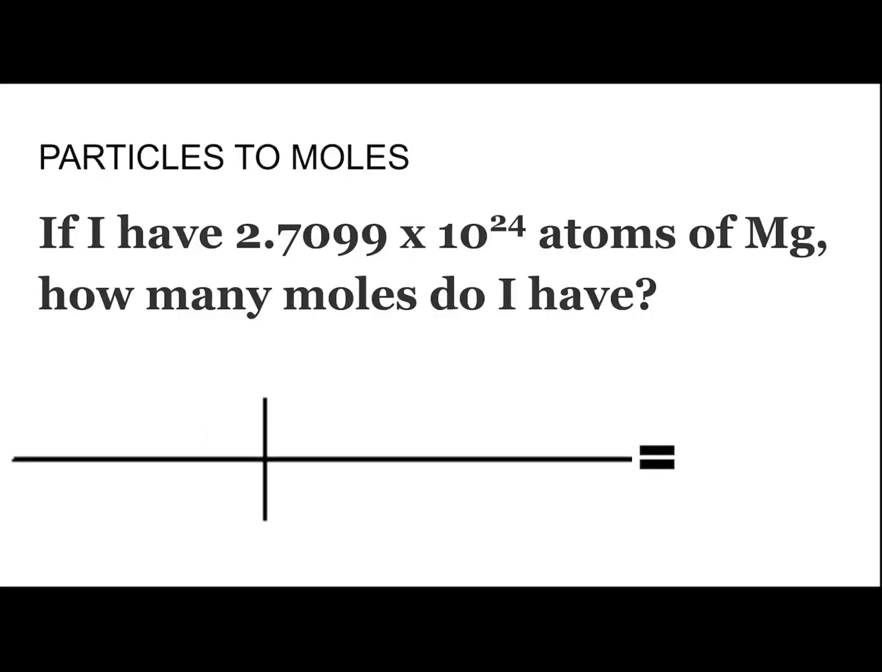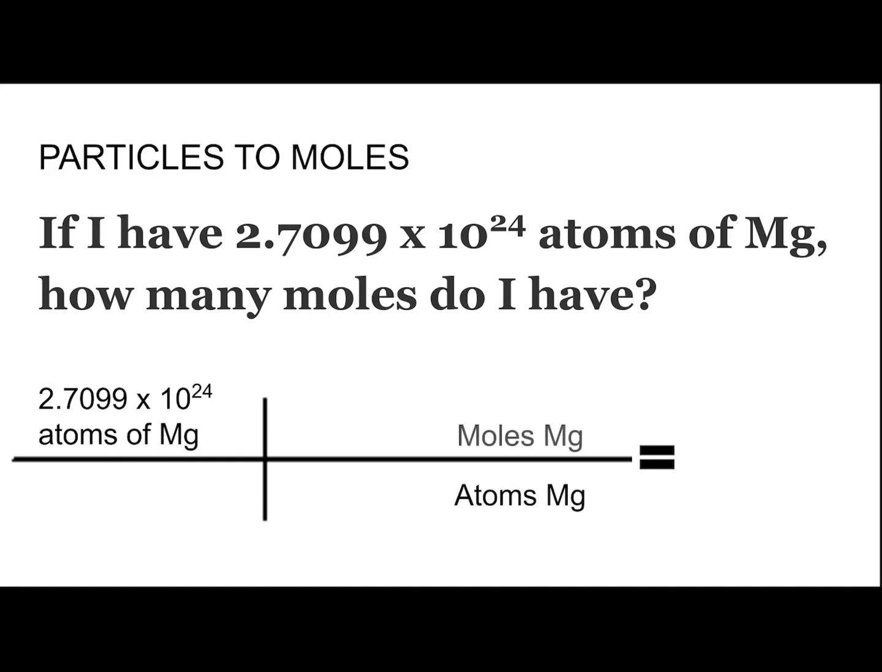Okay, let's do another one. I have 2.7099 times 10 to the 24 atoms of magnesium. How many moles do I have? So my starting point is this atoms of magnesium. I can plug in my number here. Nothing goes under that. Remember, I need my units to cancel out. So I can go ahead and put atoms down below and moles on the top because that's what I'm looking for. So then plug in your numbers.